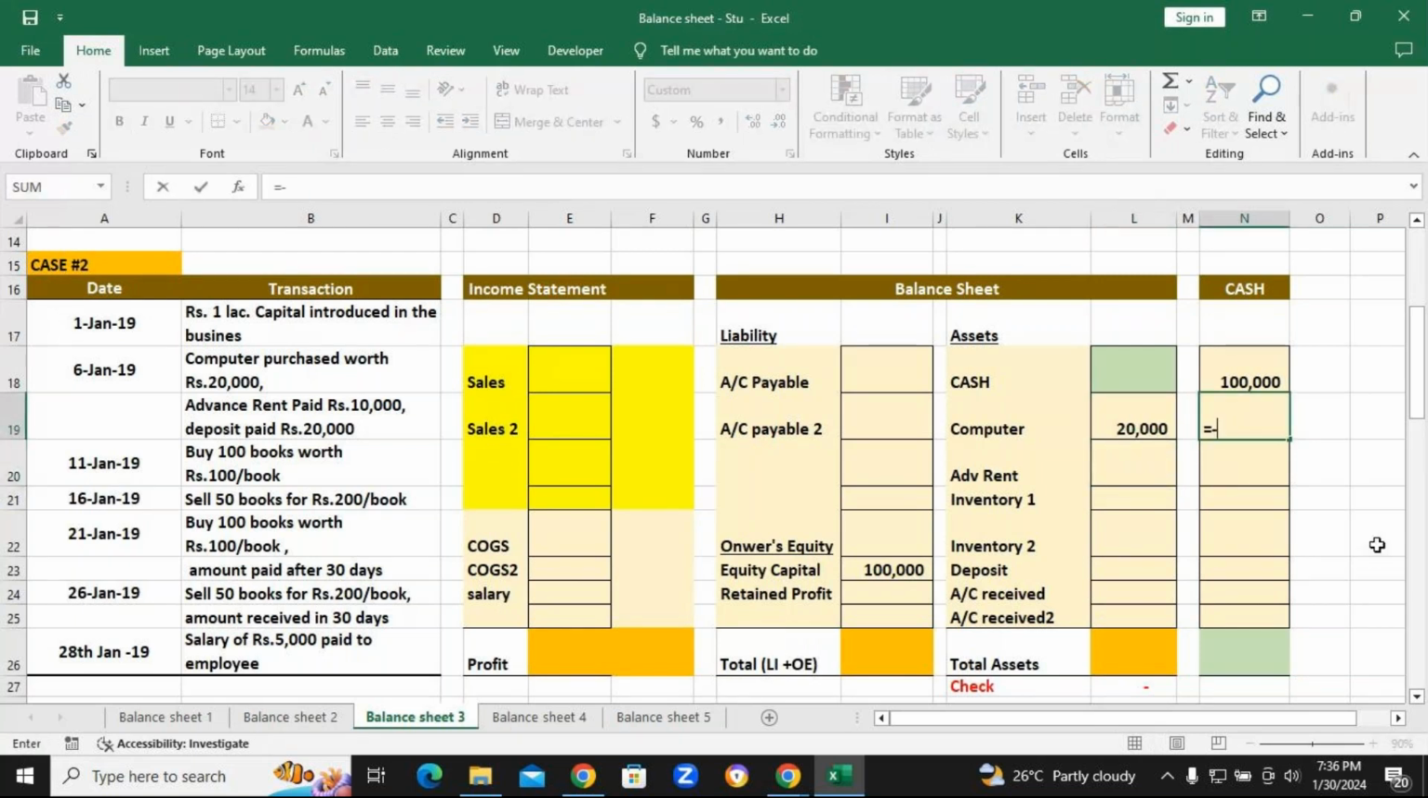So I'm spending 20,000 rupees. If the money is going out of the business, the value has to be taken in negative terms. So 20,000 money is going out. And next one, advance rent rupees 10,000 has been paid. So equals 10,000.